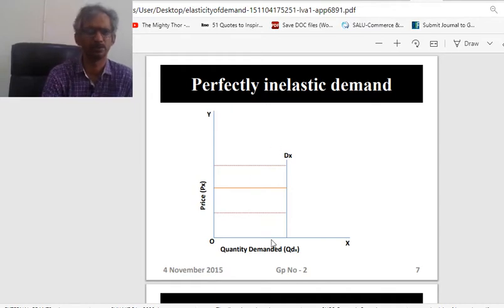And it is usually related with the necessities or the medicines, life-saving drugs, that whatever price is changing from 0 to X, the quantity is not changing, it is remaining the same.